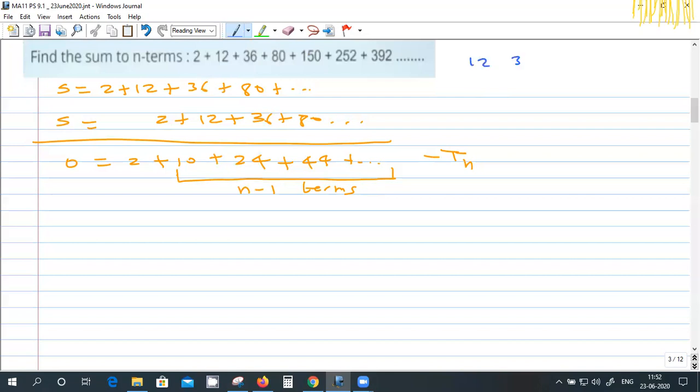If you take 12, 36, 80, not that one. So this is the first one: 2, 12, 36, 80, 150. If you take these two, the difference is 10. These two is 36... sorry, 10, 24.